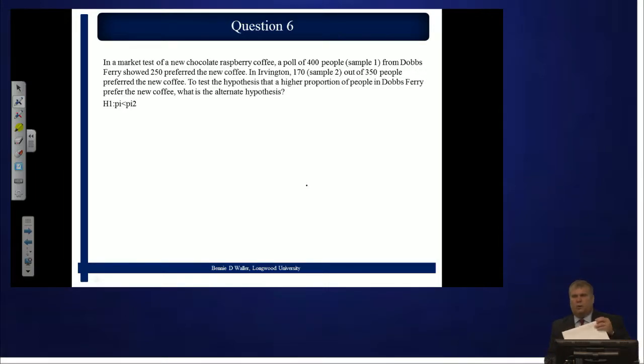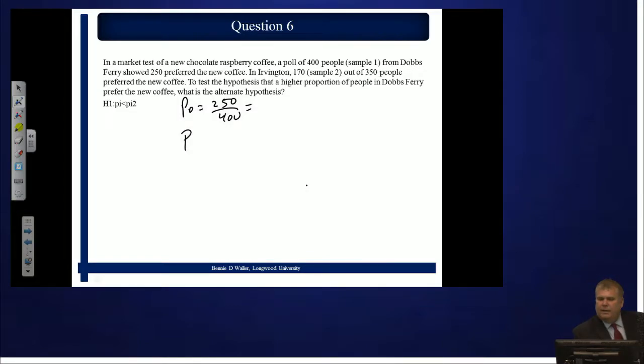Now, Brooke, I think we might be proportion bound. In a market test of new chocolate coffee, a poll of 400, so I'm just going to write here, N1 equals 400, or I'm going to call N_D for Dobbs Ferry is 400. Show 250 preferred it. So here you're really going to have the sample of Dobbs Ferry to be 250, or that should really be N, not. Let's do something different. Let's just call it the proportion in Dobbs was 250 over 400, which gives you, I don't know the number. But I didn't write it down because that's not really what they're looking to do.